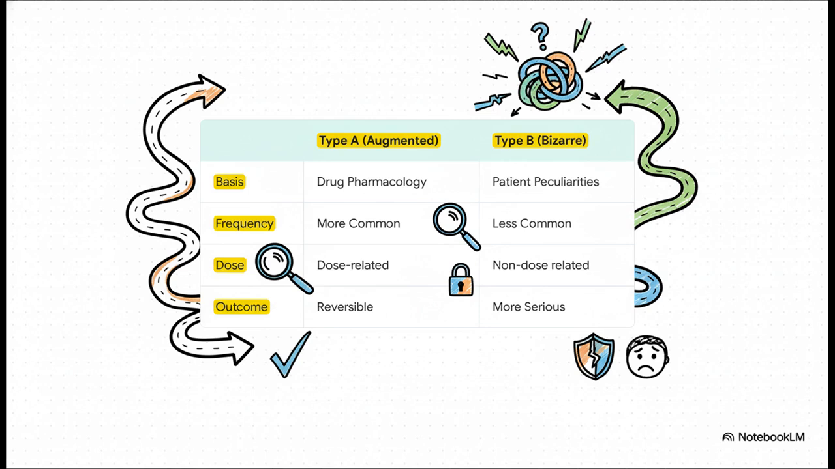They're totally unpredictable. They have nothing to do with the drug's main job and everything to do with the patient's unique body chemistry. They're rare, not related to the dose, and usually much more serious. This is like a case of mistaken identity by the body's immune system.